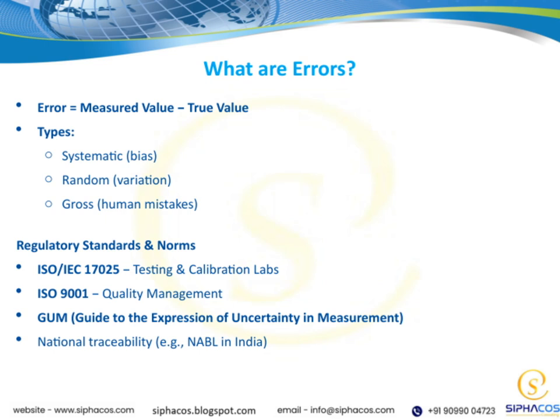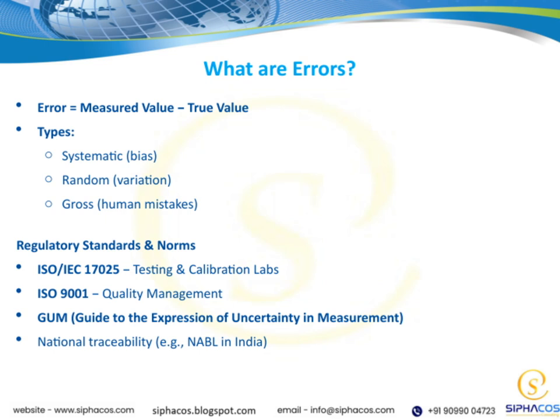First, we have systematic errors, also known as bias. These are consistent and repeatable inaccuracies that can often be traced back to calibration issues or equipment flaws. Then, there are random errors, which are more unpredictable and caused by factors like environmental fluctuations or human variability. Lastly, we have gross errors, which are typically human mistakes such as misreading an instrument or recording data incorrectly.